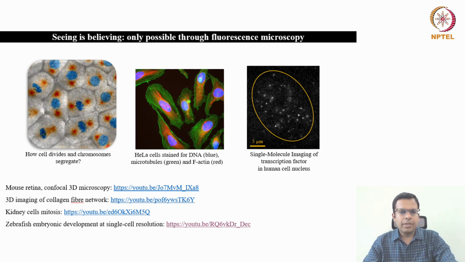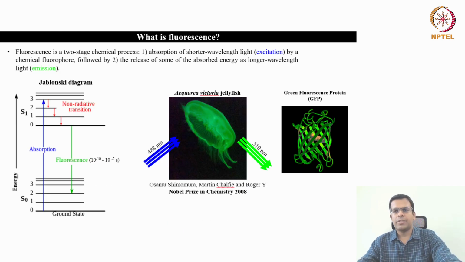So let us go back to the slides, and now let me explain what fluorescence is. We talk so much about fluorescence microscopy, so let us first understand what fluorescence is. Fluorescence is a two-stage chemical process. The first stage is the absorption of shorter wavelength light, which is known as excitation, by a chemical fluorophore, followed by the release of some of the absorbed energy as longer wavelength light, which is known as emission.